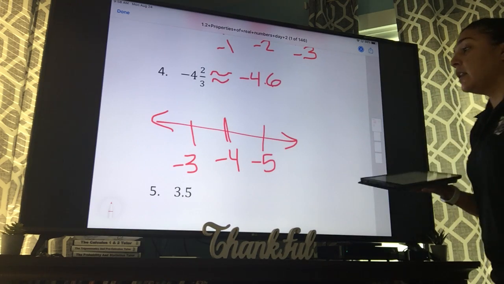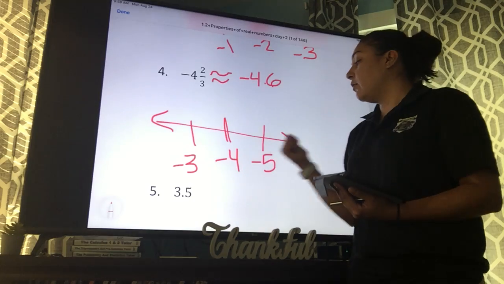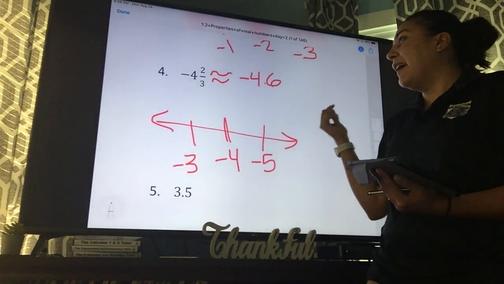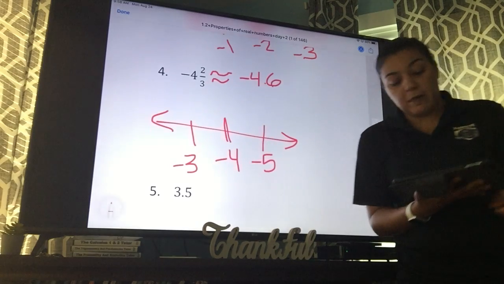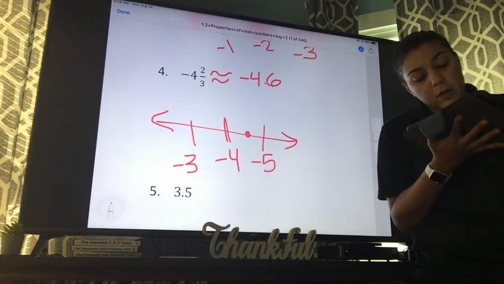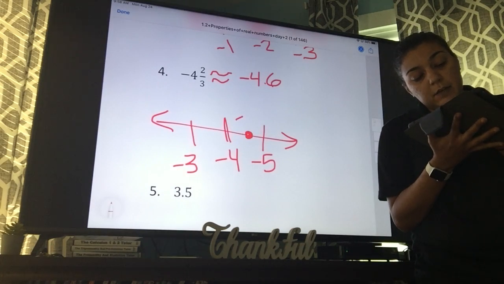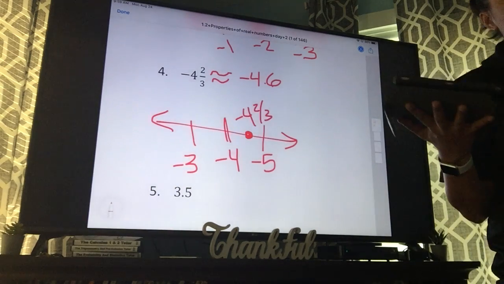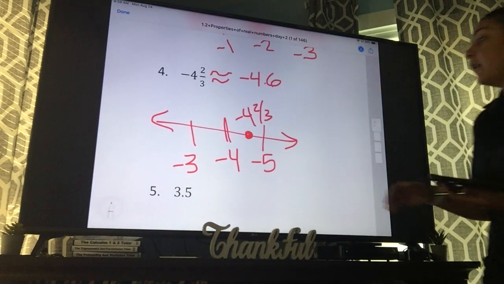-4.6. So we need to think about where does that go, okay? Does it go closer to the 5, closer to the 3, okay? And it's closer to the 5, but it's about halfway between 4 and 5, okay? Maybe a little bit more. So over here, and you're going to say -4 2/3. That's our fraction. That's how we denote that point, okay?